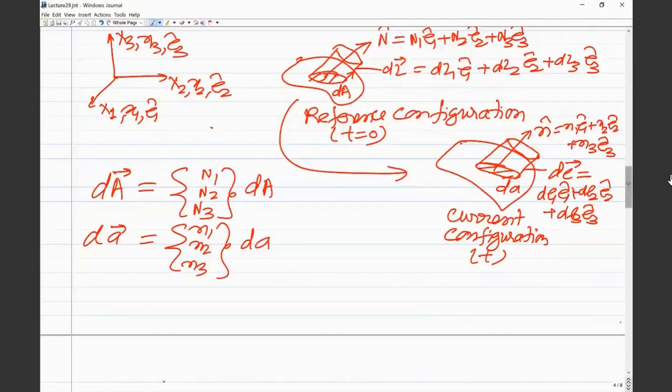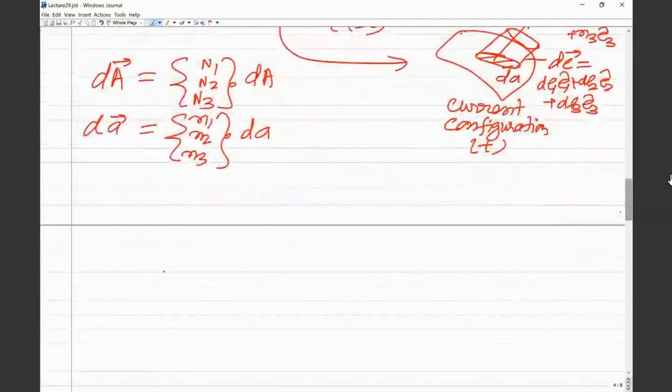So now we look at the volumes. Although earlier we derived the volume ratio in terms of a cuboid in the reference configuration translating to a parallelepiped in the current configuration, here also we can have the same relationship between those volumes, the other differential volume.